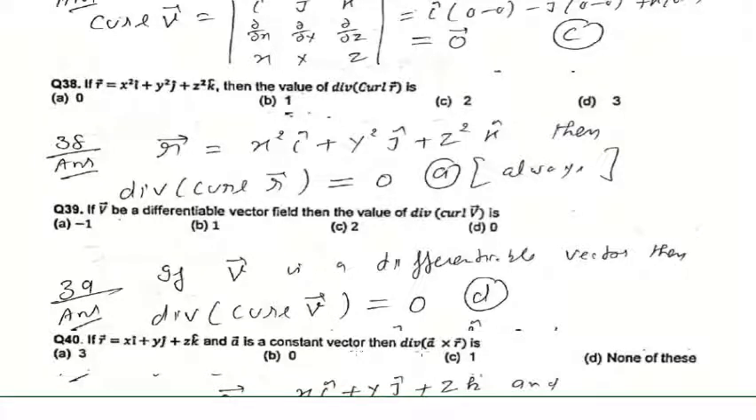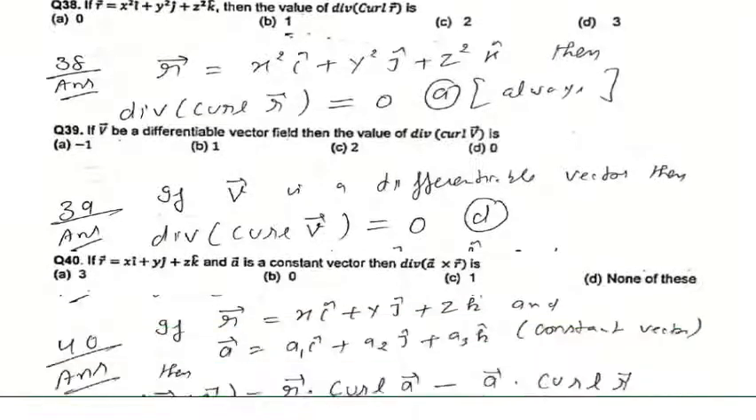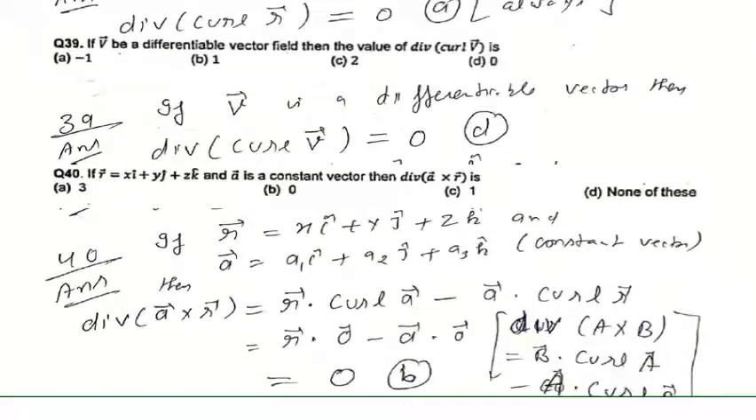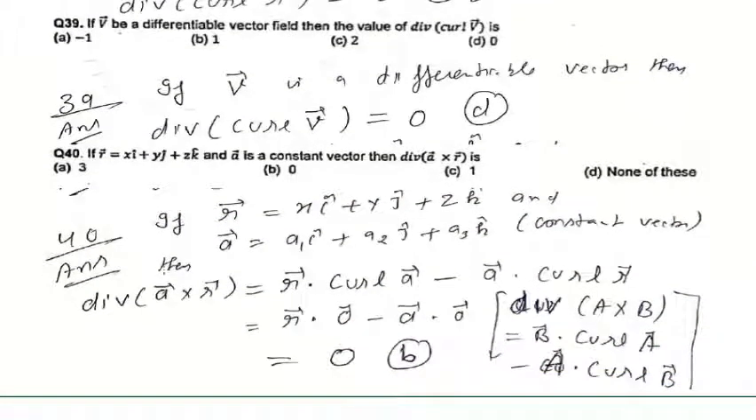Again it is R, and you are asked to calculate the divergence of A cross R. So we have a formula for this. What is that formula? If you have to calculate the divergence of the cross product of two vectors, it is B dot curl A minus A dot curl B. So here it is R dot curl A minus A dot curl R. A is a constant vector, its curl is 0, and the curl of R vector is also 0, 0 minus 0 is 0, so B is the correct option.